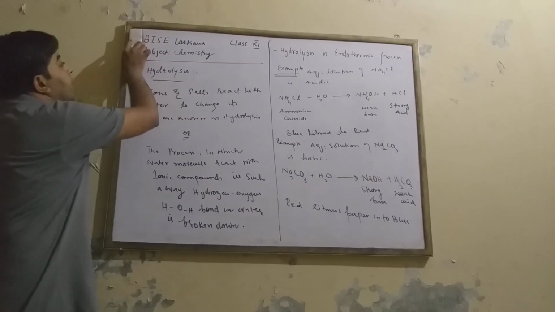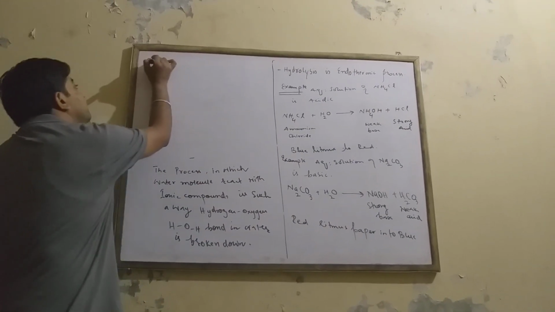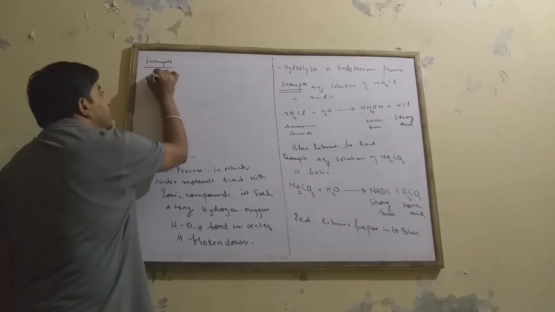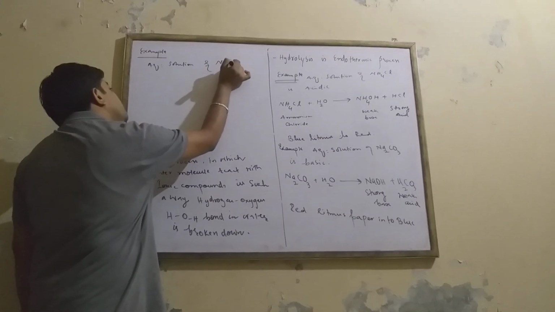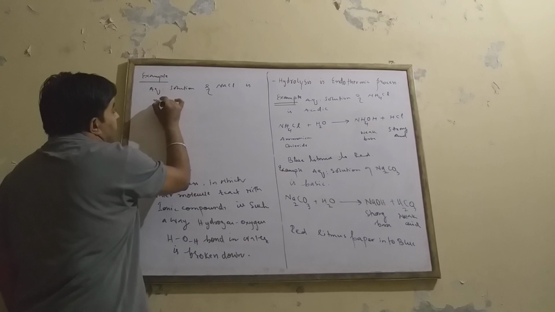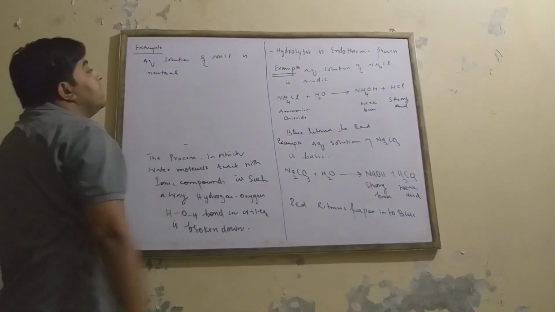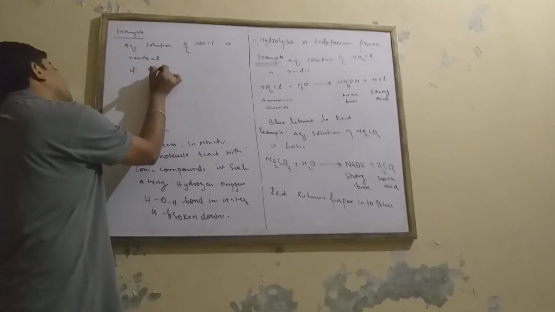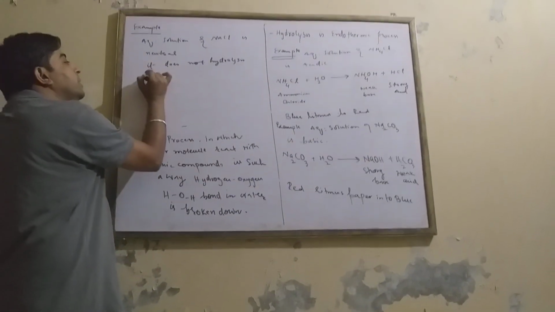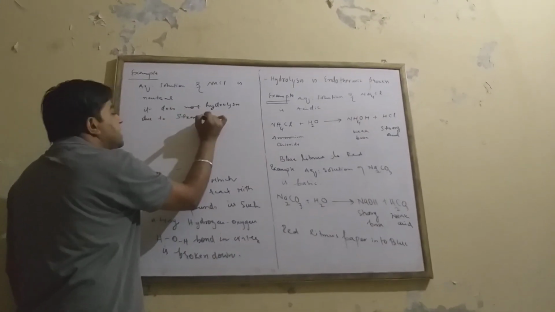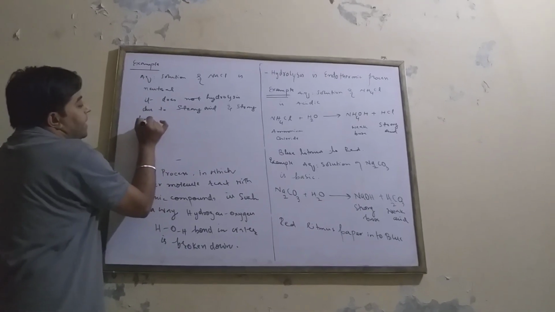Yes, dear students. Now the next example: the aqueous solution of sodium chloride is neutral. It means it does not hydrolyze, due to a strong acid and strong base being formed.